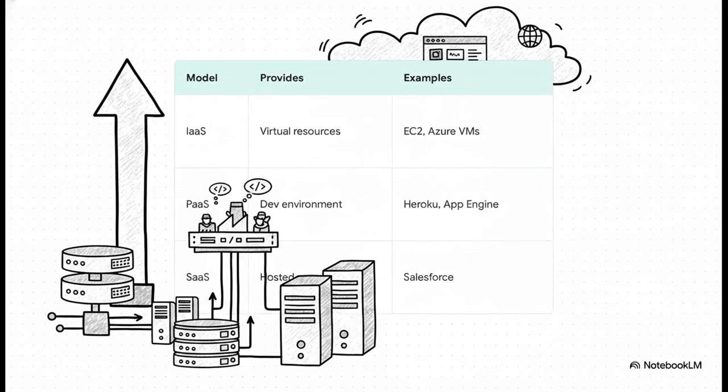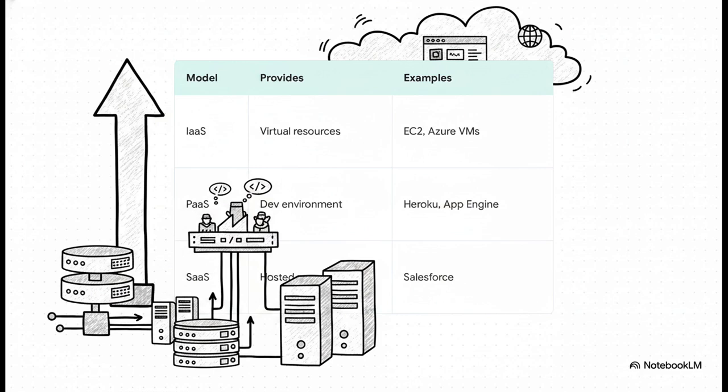Okay, so we know where the cloud lives, but how is it delivered? The crucial point here is understanding exactly who manages what. These 3 models dictate your level of control. At the base level, we have IaaS, or Infrastructure as a Service. This provides the raw, virtualized building blocks, the servers, the storage, the networks. You manage the operating systems and the apps. The provider is just managing the hardware. Amazon EC2 is a great example of this.